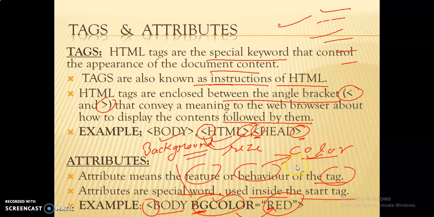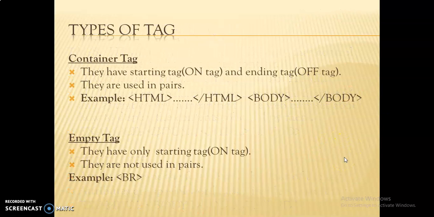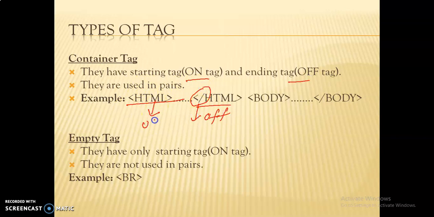So that's about this slide. Now come to the next: the types of tags. There are two types of tags basically. The first one is the container tag. Container tags are those tags which are used in pairs, like a starting tag and an ending tag, meaning an on tag and an off tag. This one is an on tag because there is no closing backslash here. That is an off tag, and that is an on tag.